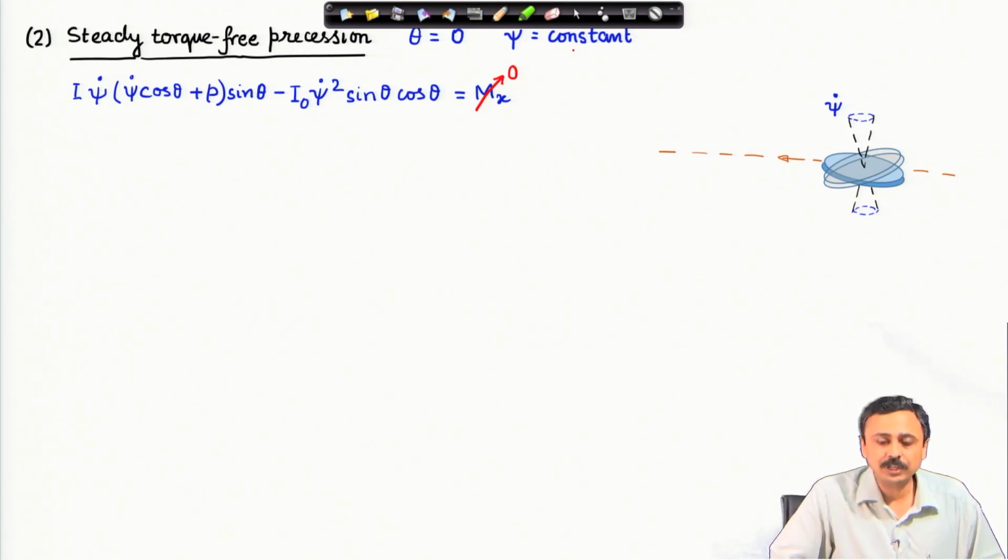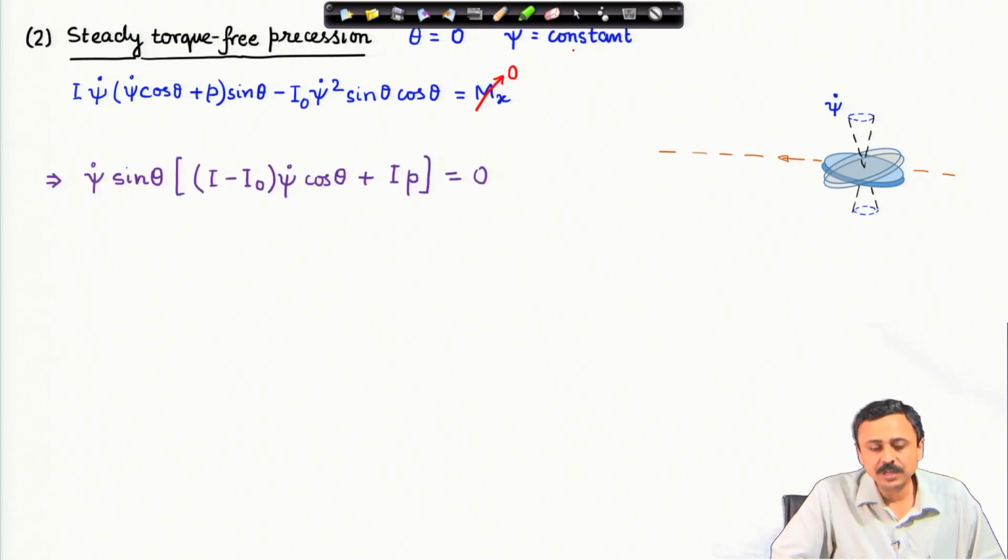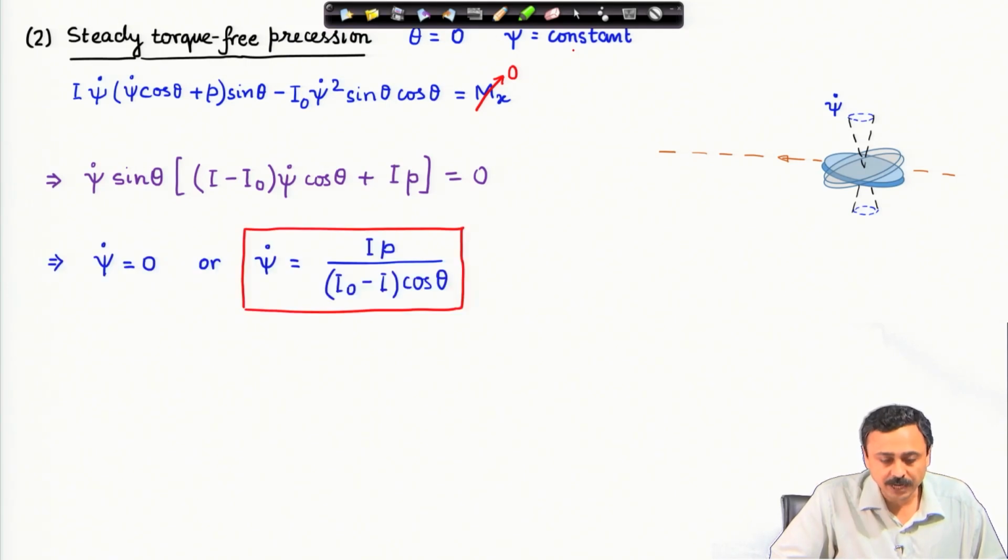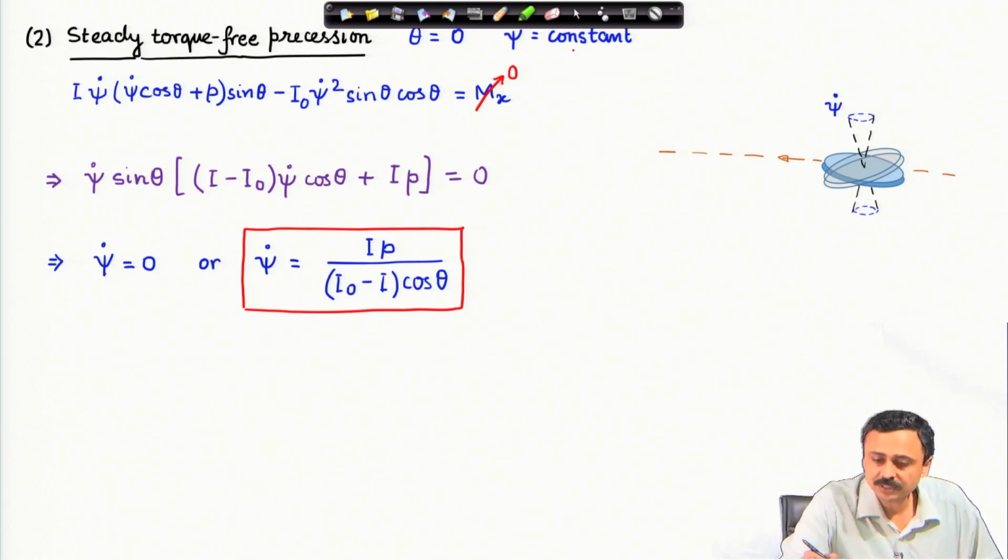So, we are left with only one equation, and here even the moment about the x axis also goes to 0. So, on simplification I obtain this equation. What I can calculate from here is the precessional angular speed psi dot. Now, there can be two values. The spin is provided to the body, and so that is a constant as we have assumed. I can calculate the precessional angular speed psi dot, which can be 0 or it can be this expression: I about the axis of symmetry times spin angular speed divided by I naught minus I times cosine theta. Theta, remember, is this angle.